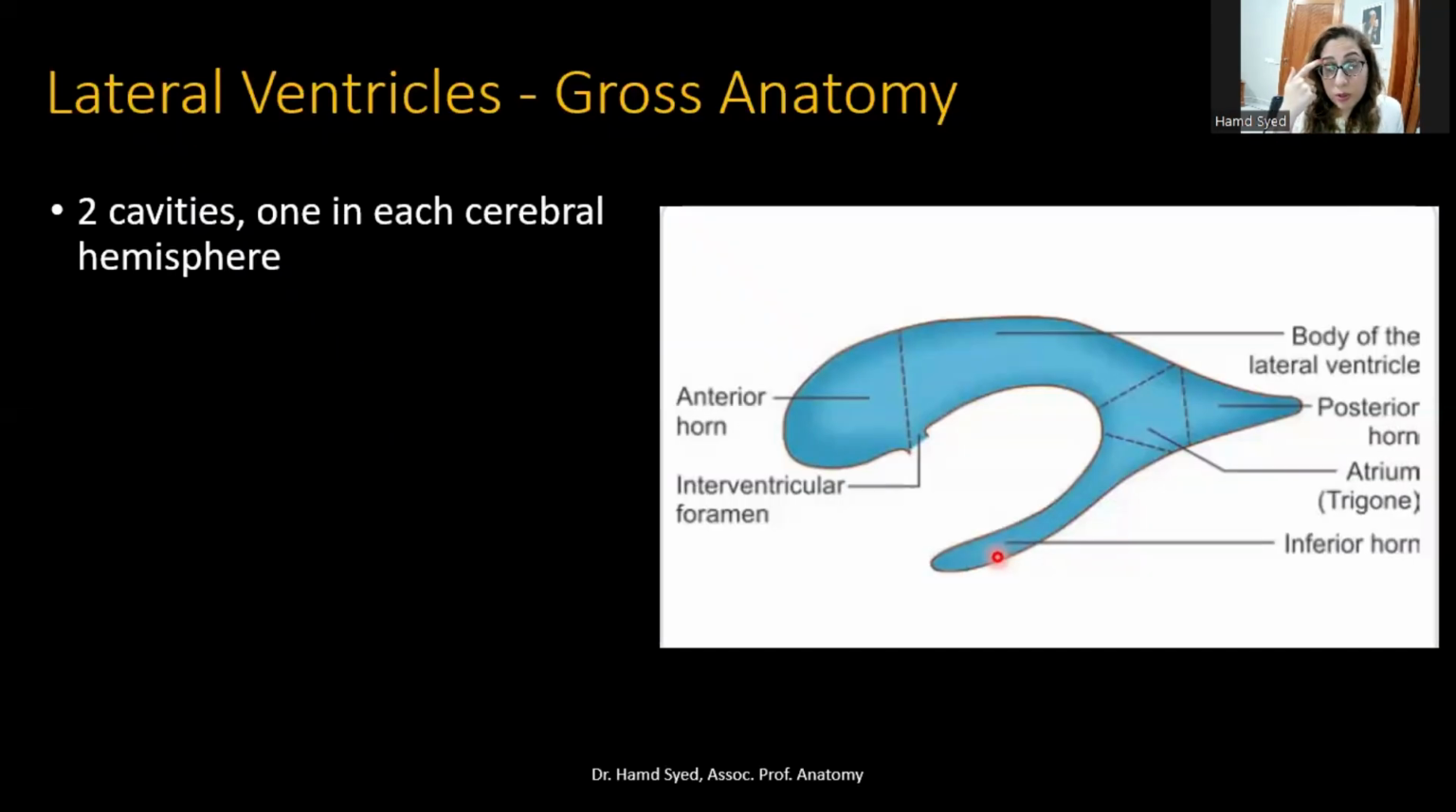Now let's talk about the gross anatomy of the lateral ventricles first. So lateral ventricles are the 2 cavities, one within each cerebral hemisphere. And here we can see the central part of a single lateral ventricle, which is called the body. And the forward projection is the anterior horn. Its posterior projection is the posterior horn. And the lower downward projection is the inferior horn. The junction point of the body with the posterior and inferior horns is the most dilated part of the lateral ventricle, which is called the atrium or the trigone.